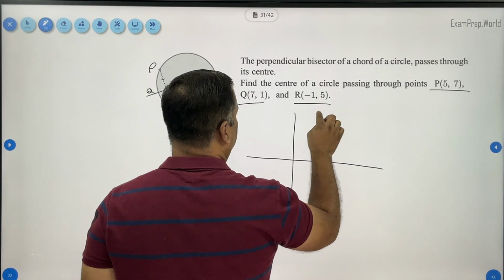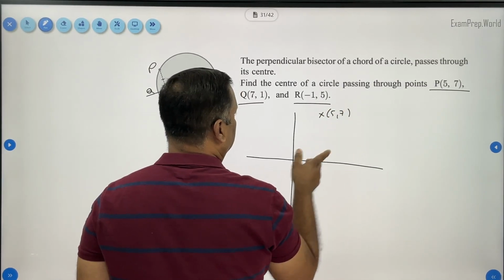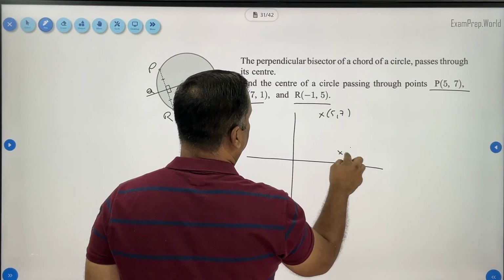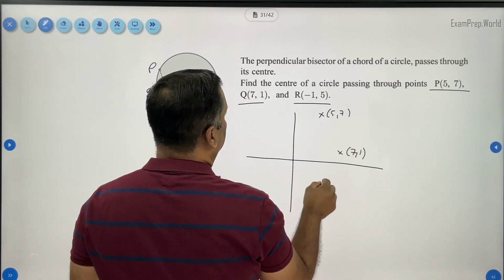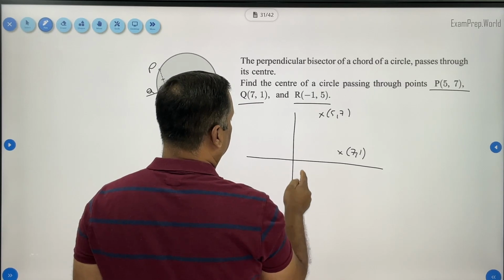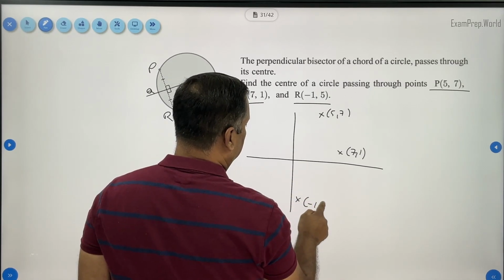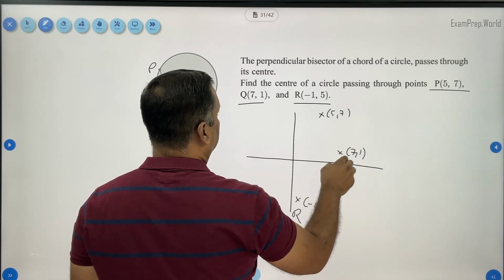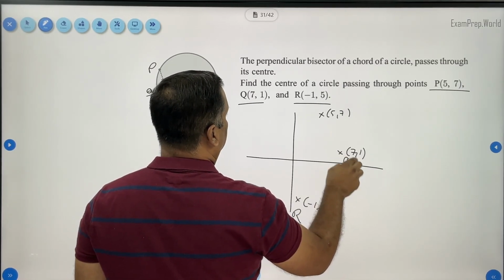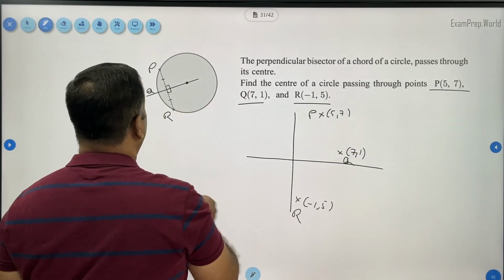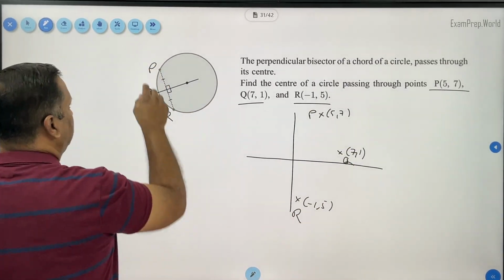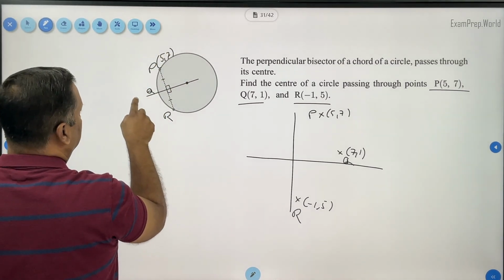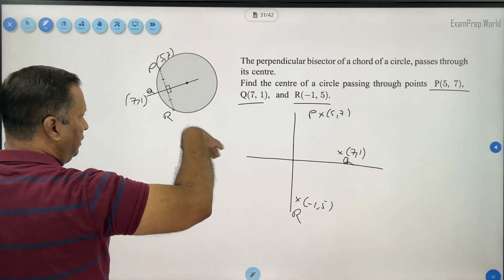5, 7 will be somewhere here and 7, 1 will be somewhere here and minus 1, 5 is somewhere here. So this is R, this is Q and this is P. P, Q, R. We can do. So P is 5, 7. Q is 7, 1 and R. They are in this sequence only.